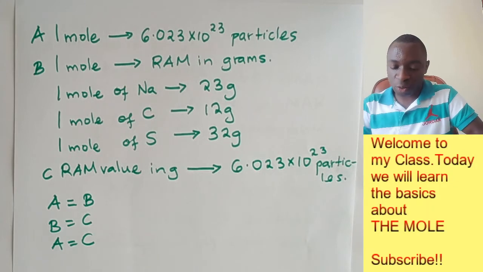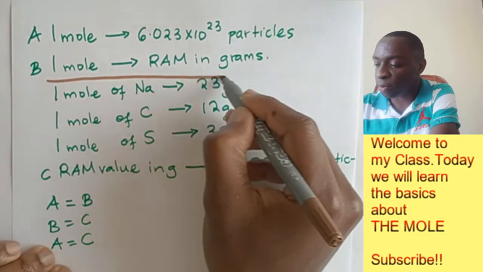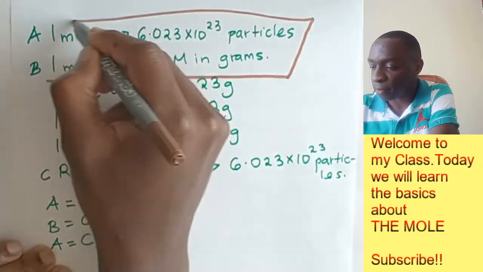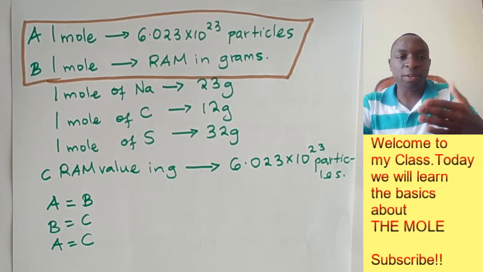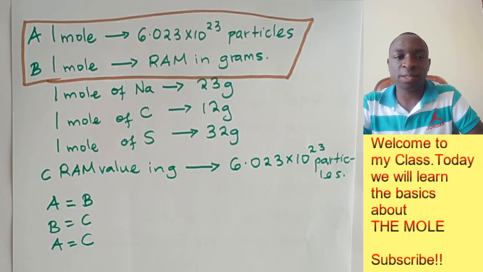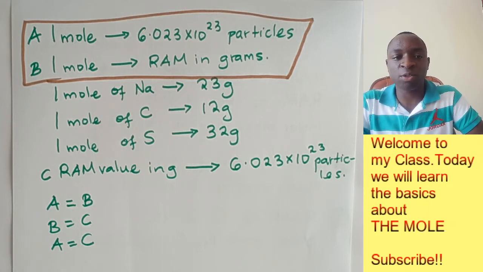So the two important statements that I don't want you to forget are these two. You realize that you can say that 1 mole of a substance contains 6.023 times 10 to the power 23. 1 mole of a substance is also equivalent to the relative atomic mass value in grams.